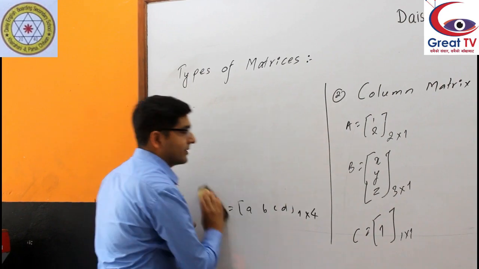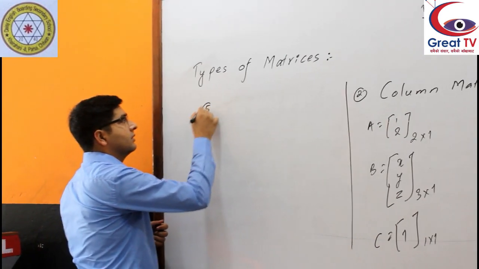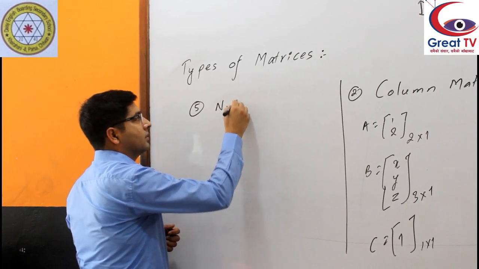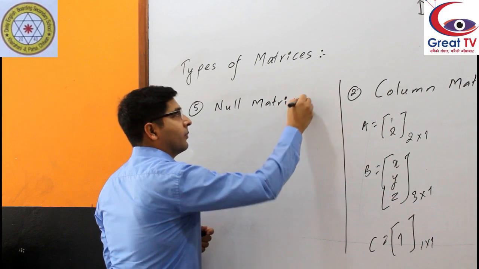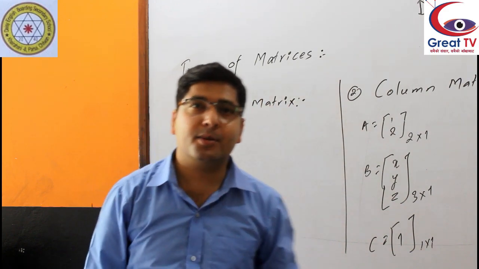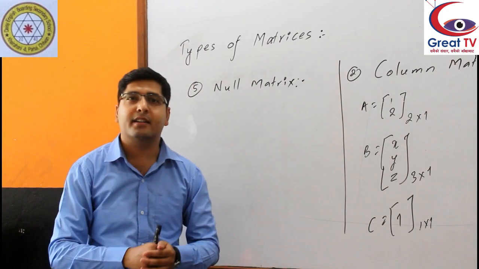Null or empty matrix. null matrix. थाहा छ null matrix भनेको के, empty भनेको के थाहा छ? Empty भनेको खाली हैन, null भनेको के पनि छैन भन्ने हो नि, 0.